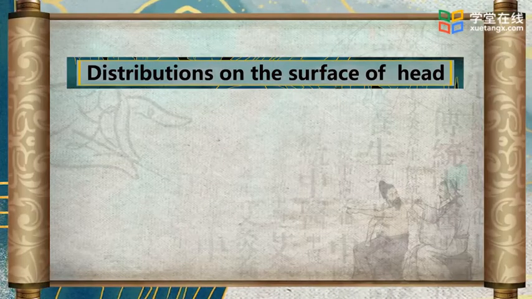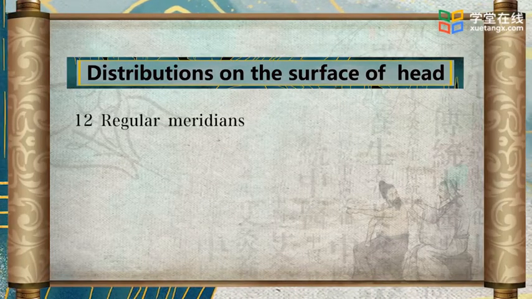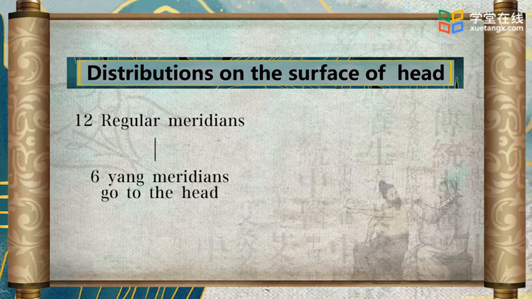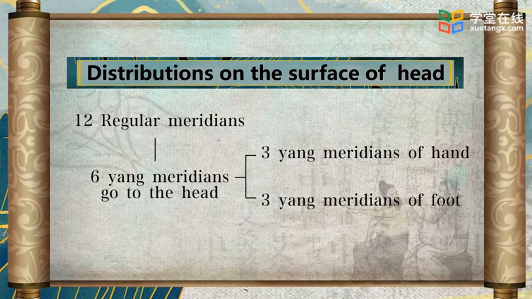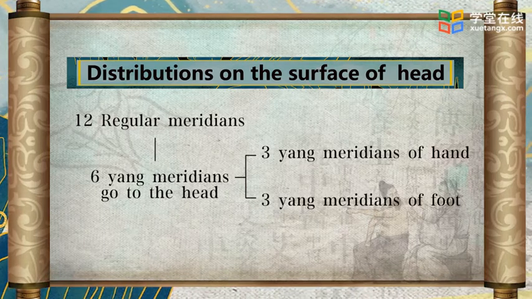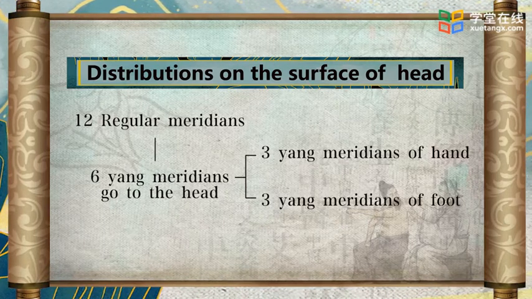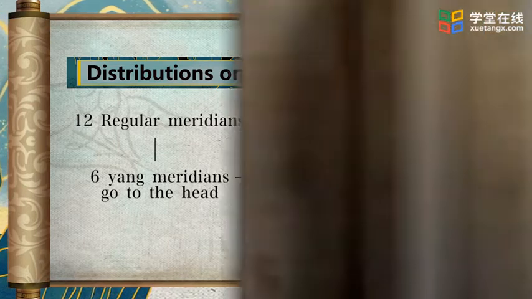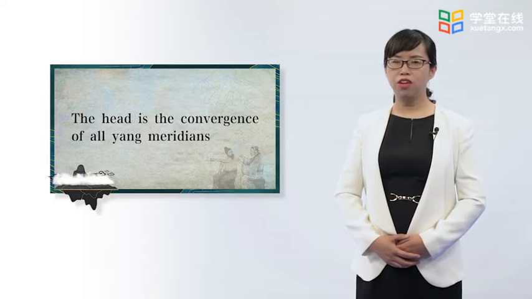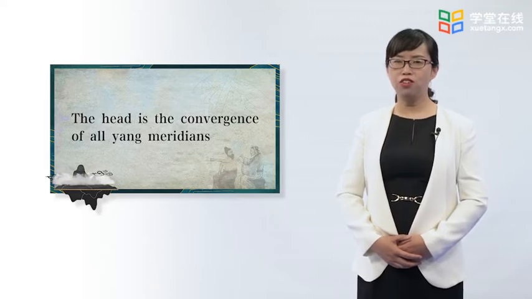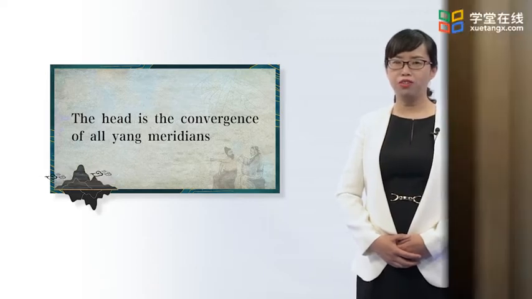Distributions on the head. In 12 regular meridians, 6 yang meridians, which include 3 yang meridians of hand and 3 yang meridians of foot, go to the head. Because of this, there is a saying that the head is the convergence of all yang meridians.